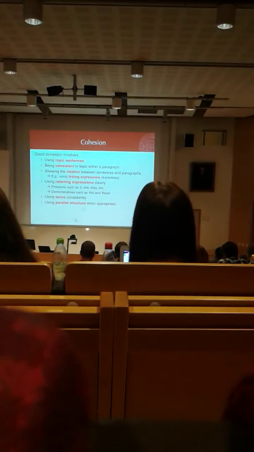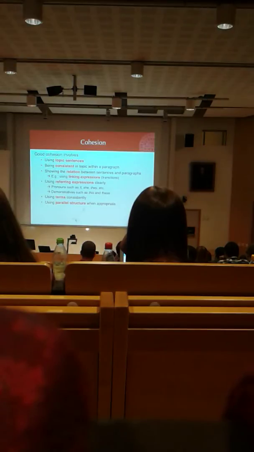Being consistent in topic within a paragraph is part of cohesion. You shouldn't suddenly throw in something about dinosaurs in a paragraph about studying the problem. You want to show the relation between sentences and paragraphs. We're going to talk very soon about linking expressions, which is one way to do that. It's important to use referring expressions clearly, too. This is something that creates a lot of confusion in text. I will tell you in one sec what that is. You also want to use your terms consistently, especially the vocabulary that deals with the topic at hand. And parallel structure is an important part of cohesion. I'll talk about parallel structure in a few minutes.